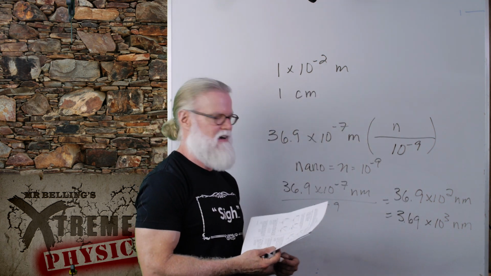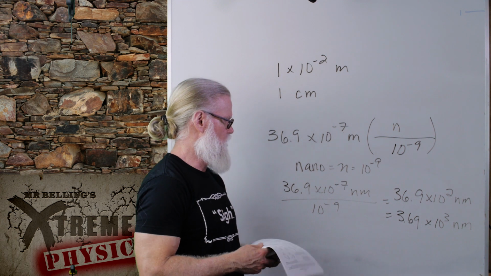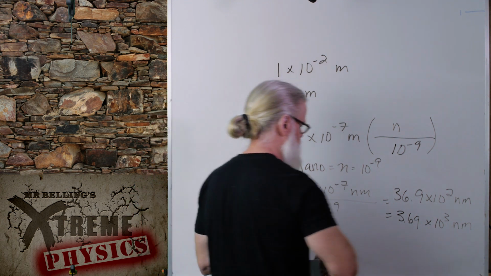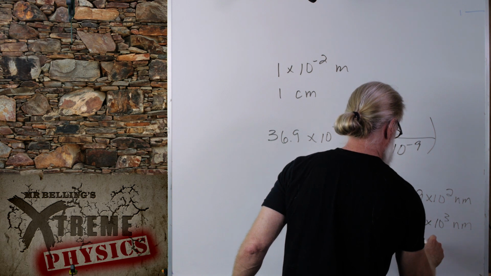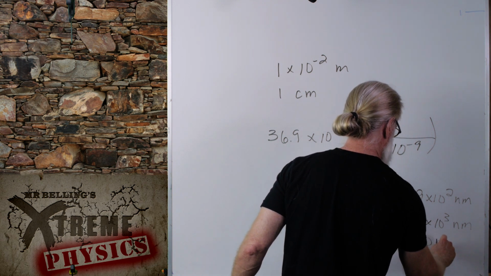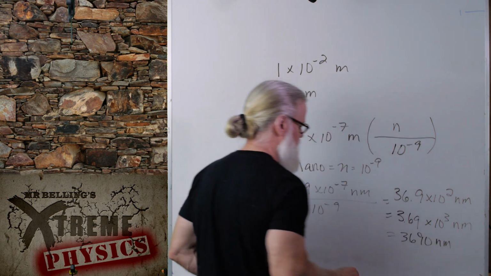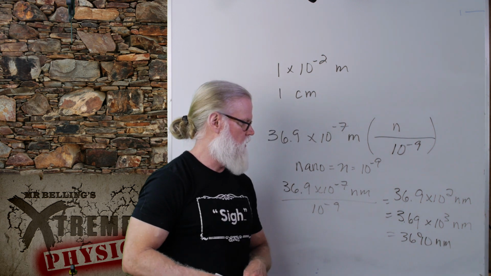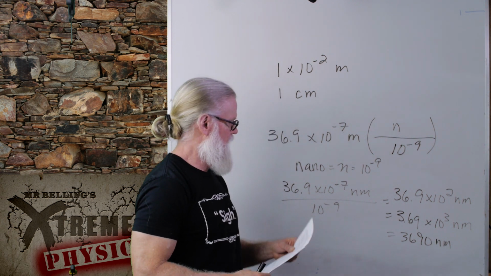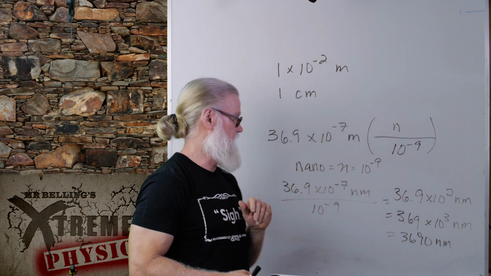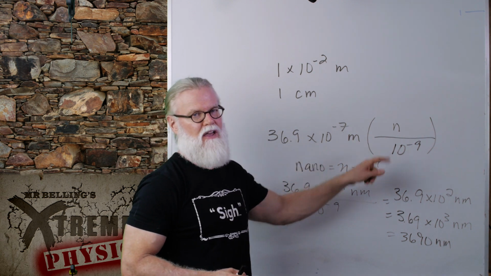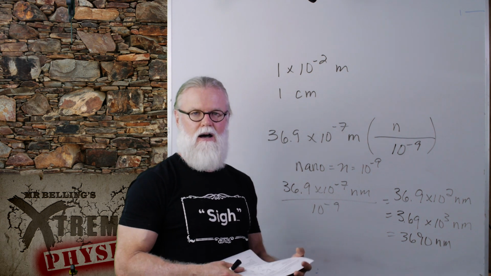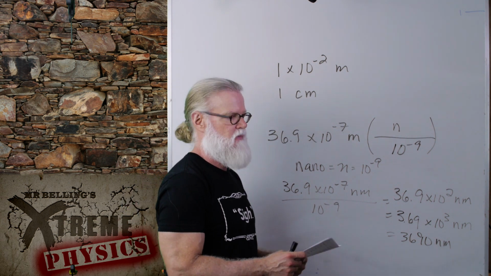3.69 times 10 to the 3 nanometers, right? Also, this could be 3690 nanometers, right? So this is probably be more, or 3.69 picometers, actually. But anyways, there we go. Multiplying by ones. It's a wonderful thing. Very simple thing to do. Hopefully you understand how to do that now.